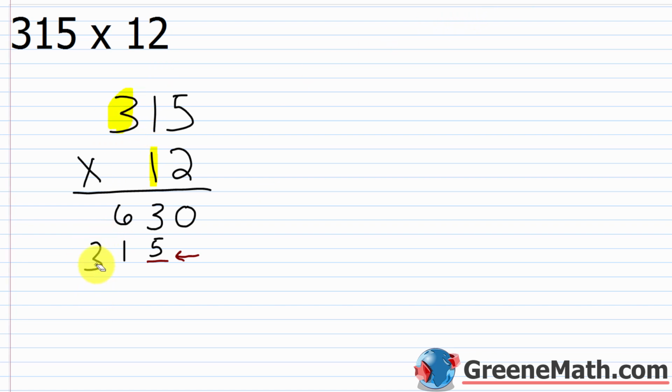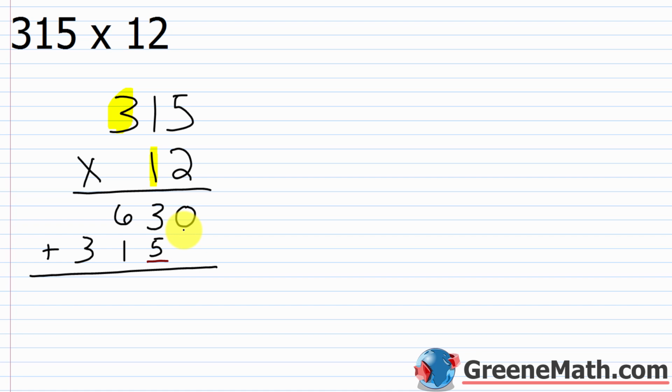Now you might say, what are we going to do now? Well, essentially, this 630 and this, what looks like 315, it's really 3,150 because of where it's positioned. Those are called partial products, okay? What we actually have to do is find the sum of these two rows to get the product for 315 times 12.